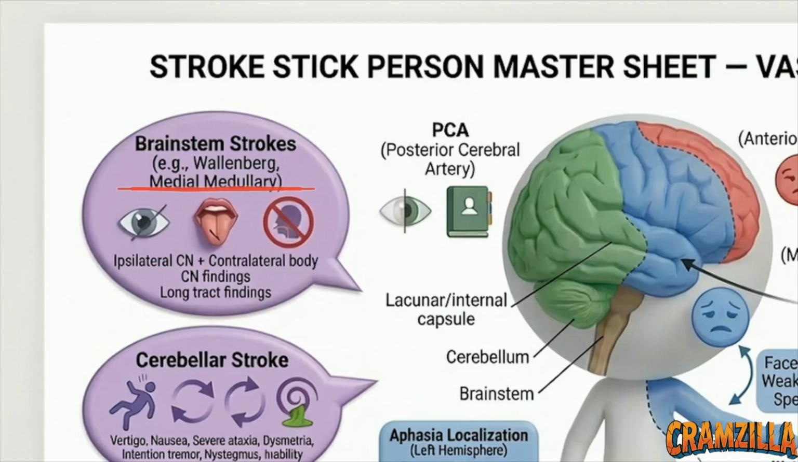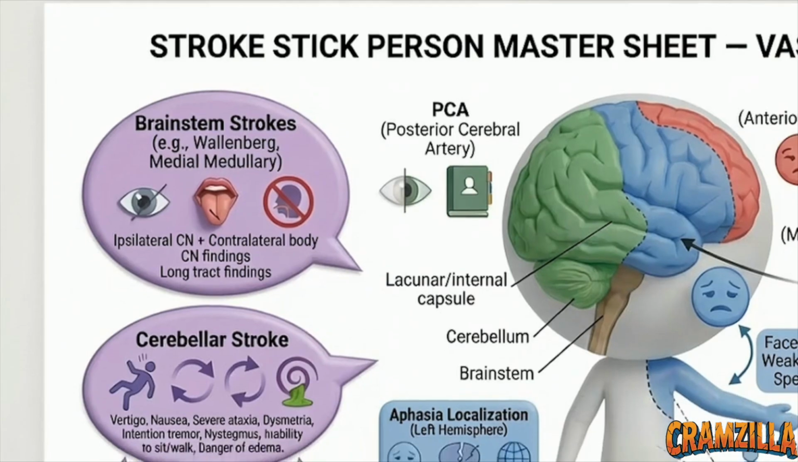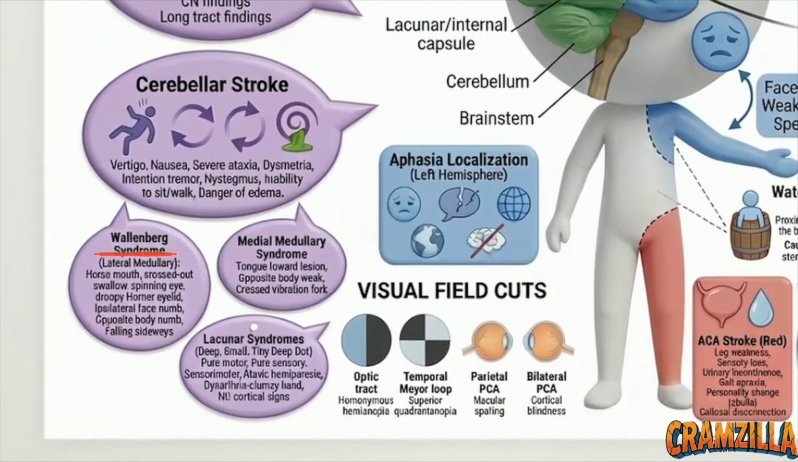Brainstem pathology is identified through the combination of cranial nerve deficits on one side of the face and weakness or sensory loss on the opposite side of the body. A strike to the lateral medulla causes Wallenberg syndrome. The physical markers are highly specific: a hoarse voice, a compromised swallow reflex, and an ipsilateral droopy eyelid, known as Horner syndrome. Compare that to medial medullary syndrome.